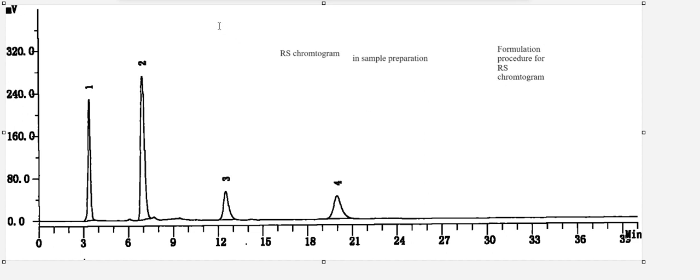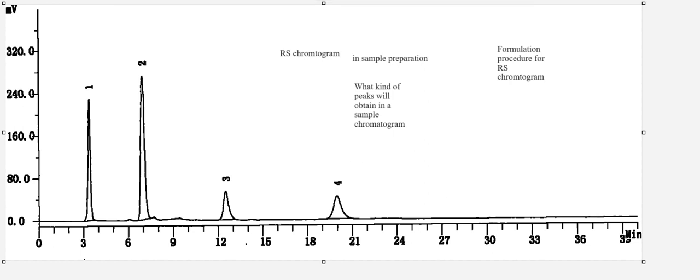In order to know how to process an RS chromatogram, first we need to know what kind of peaks we will obtain in a sample chromatogram. So here this would be the typical RS sample chromatogram. By taking this chromatogram as an example, I would like to explain.